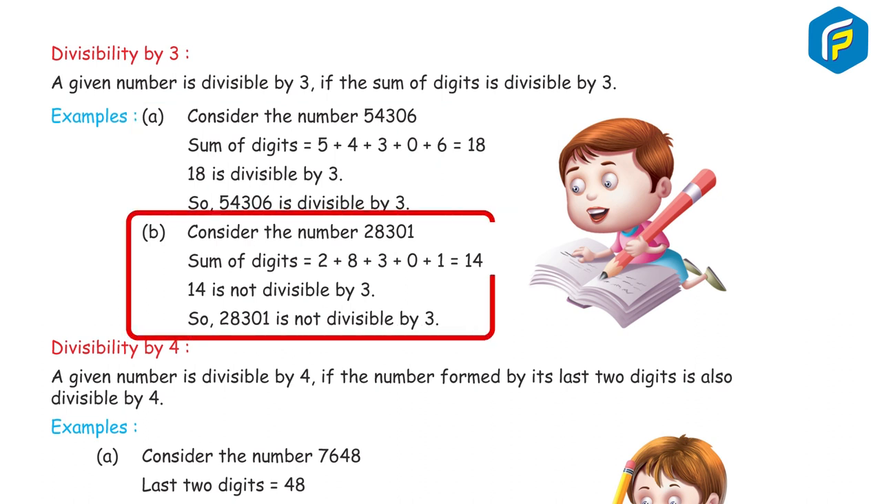B. Consider the number 28301. Sum of digits 2 plus 8 plus 3 plus 0 plus 1 is 14. 14 is not divisible by 3, so 28301 is not divisible by 3.